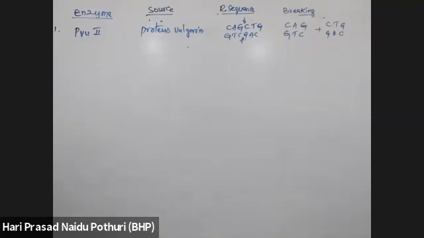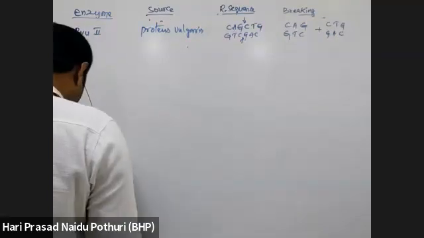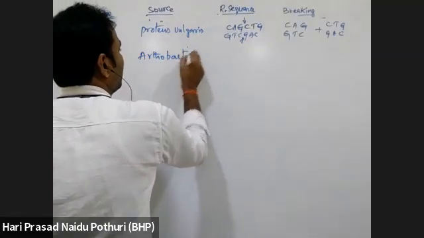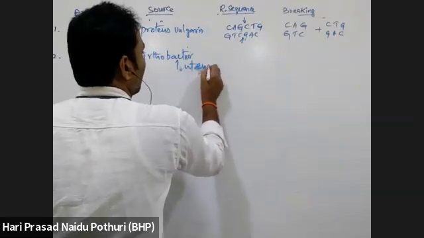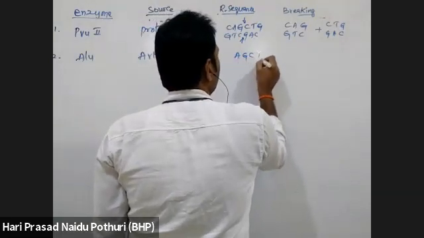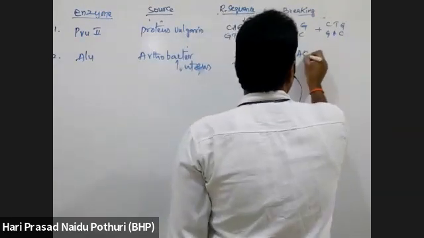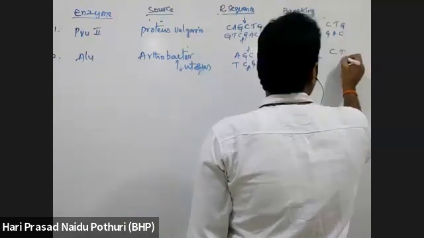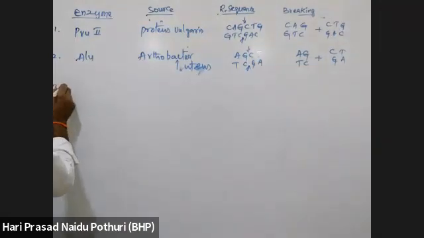Then Alu, Arthrobacter luteus, is an enzyme which has a restriction sequence AGCT. Breaking is between G and C. So AG is one fragment with a TC on the opposite side. CT, AG. 2 fragments are made like this. Alu.